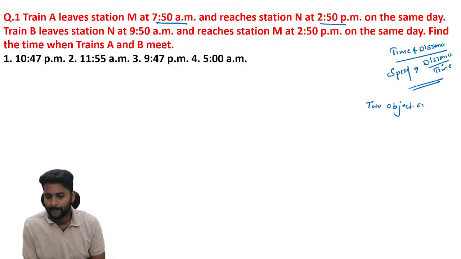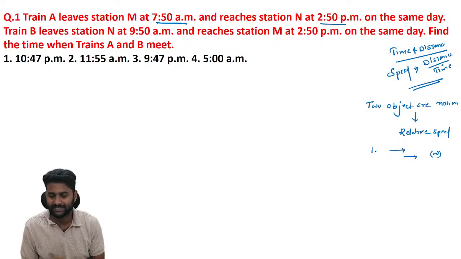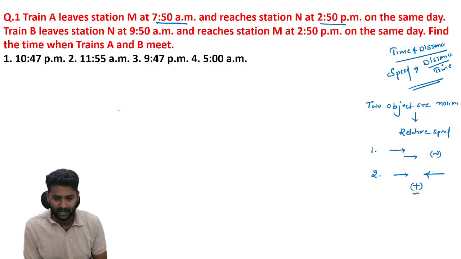Understand that if two objects are in motion, then you have to apply the concept of relative speed. There are two possibilities in relative speed. If both travel in the same direction, then the relative speed is the difference between their speeds. If both travel in opposite directions, then the relative speed is the addition of those speeds. Now see, understand the data.